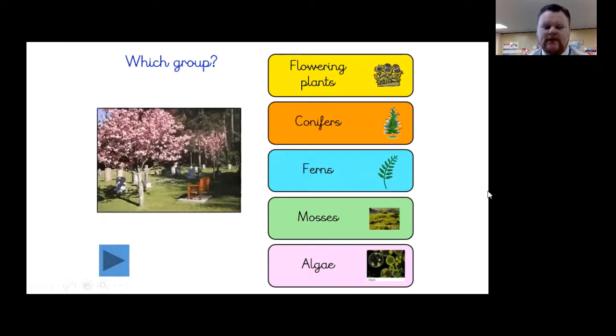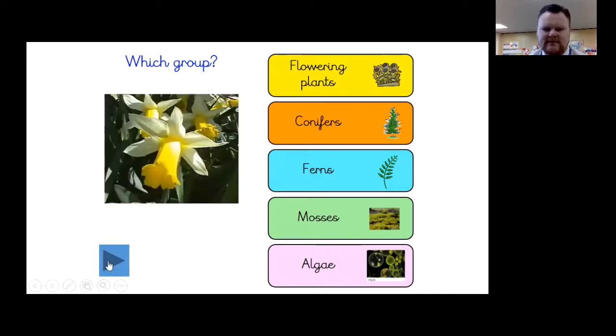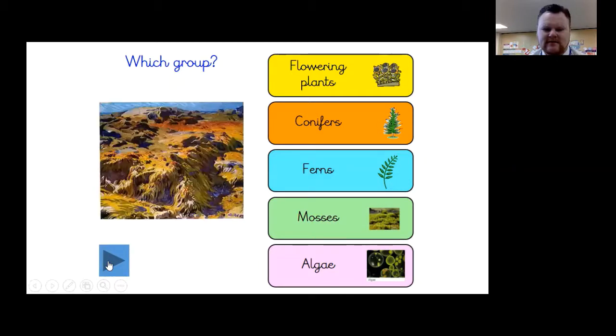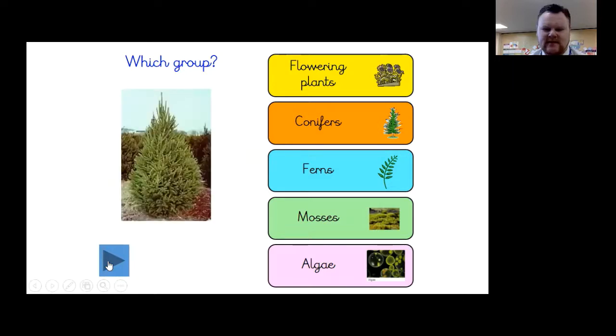So, on the following slides, you will see different living things. Which group do you think that they belong to? By the way, there is an animation of a flowering plant. That doesn't mean that that's the answer, it's just an animation. Which one do you think this belongs in? This one? Definitely a flowering plant. These. This one. Looks like a Christmas tree, doesn't it?